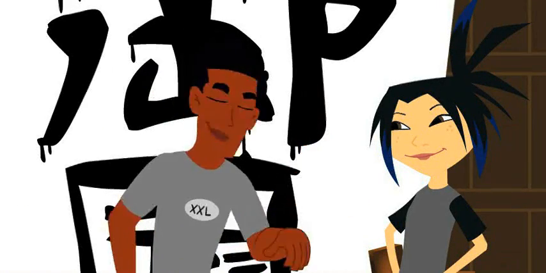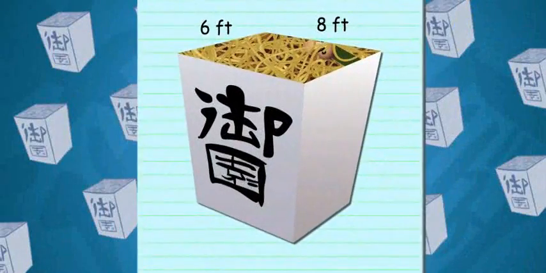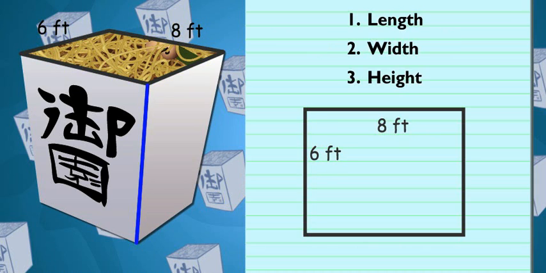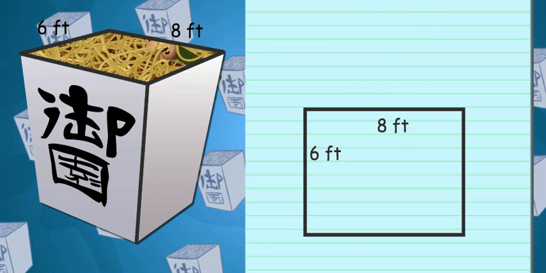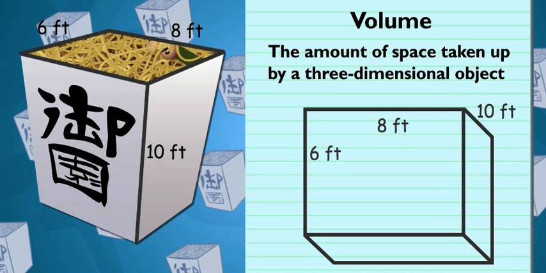Good question. Since it's my job to figure out how much we need, I know the container's 8 feet long and 6 feet wide, so I figured out that the area's 48 square feet. Well, area's fine when you have a flat surface, but that box has 3 dimensions: length, width, and height. So let's add the rest of the box to your drawing. Okay. How tall is it? 10 feet. Great. Now we can figure out the volume, the amount of space taken up by the whole box.